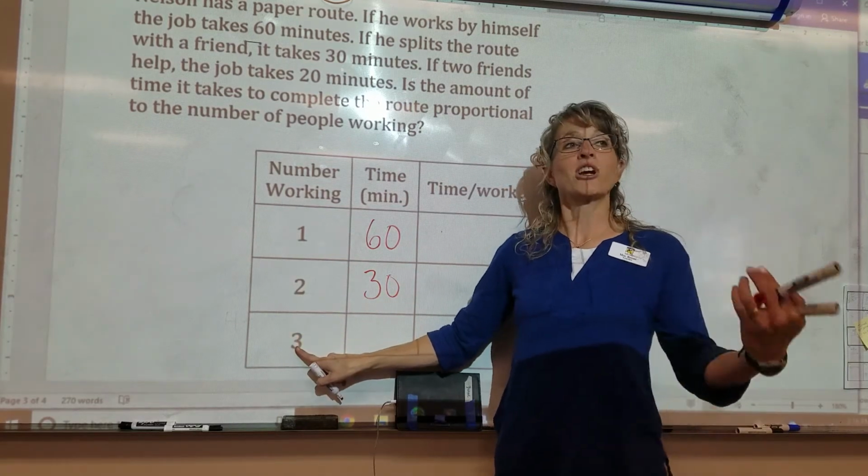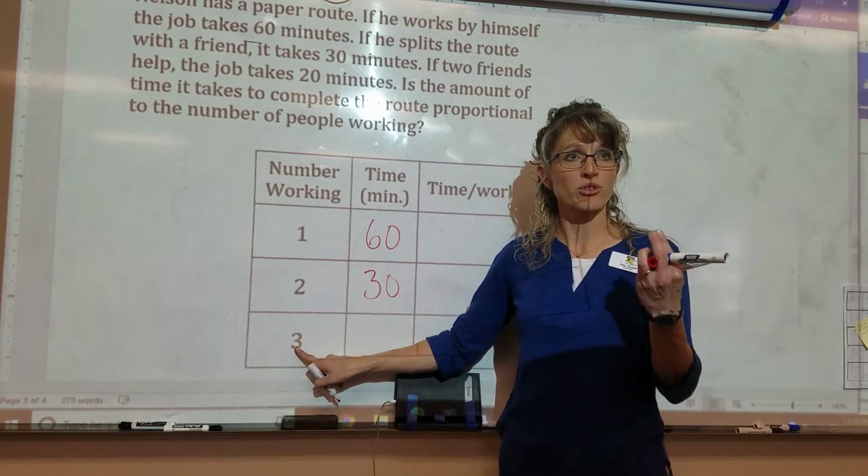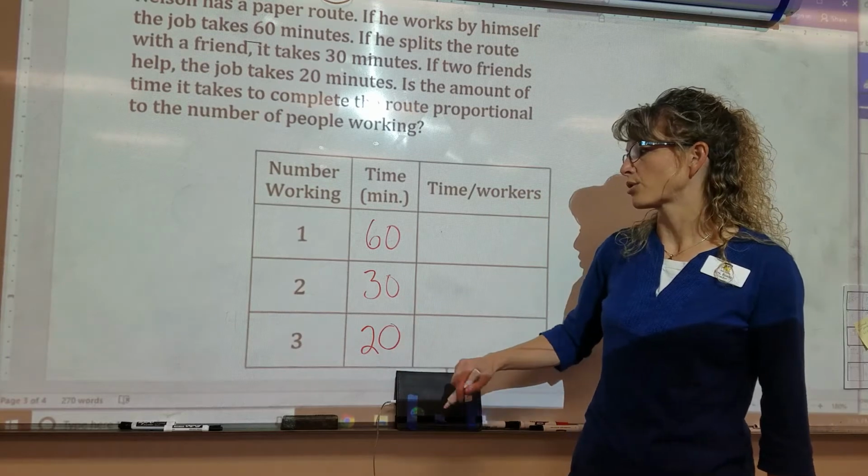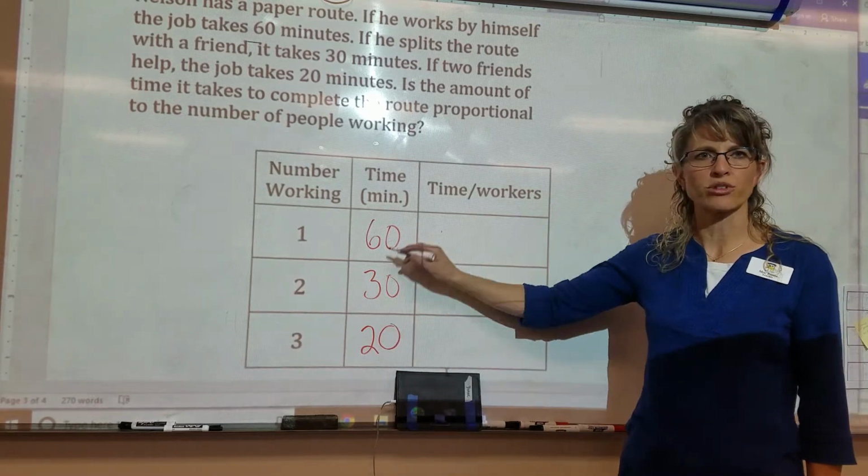Then another friend comes to help him out. So there's 3 people total. And they can get the whole route done in only 20 minutes. The question is, is this a proportional relationship?